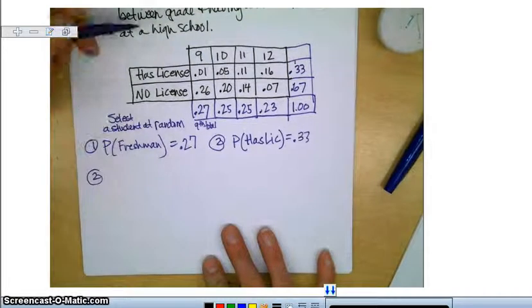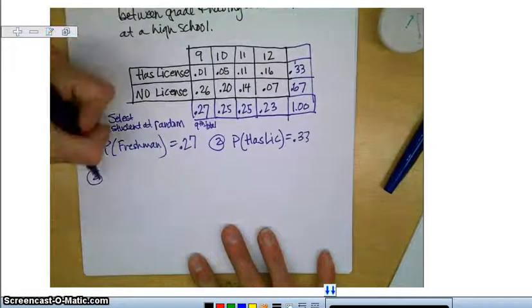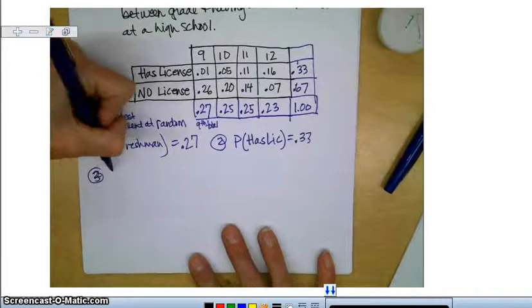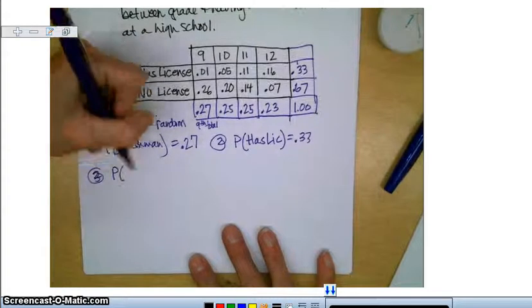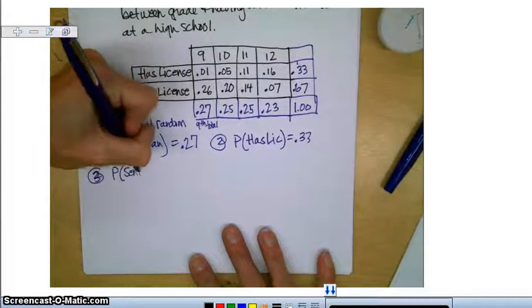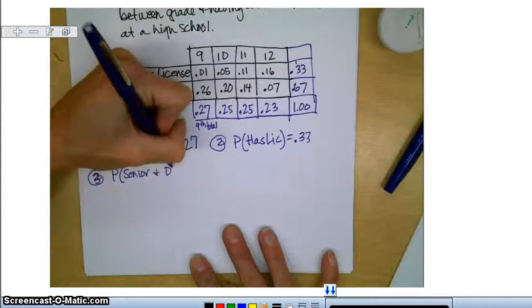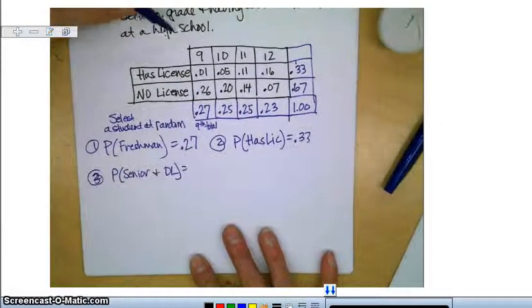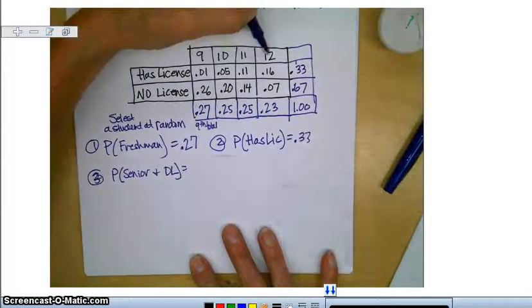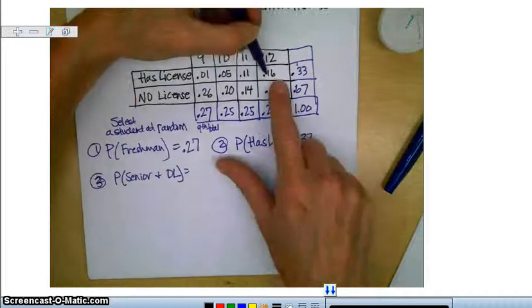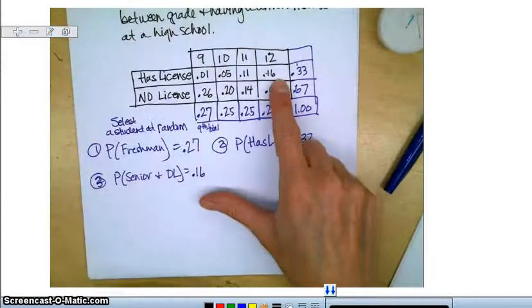All right, so number 3, what is the probability that he or she is a senior and has a driver's license? So now I'm going to look at a row and a column. So senior and has a driver's license, that would be 0.16.